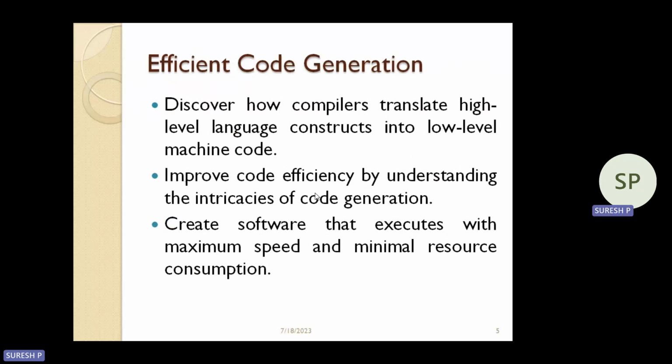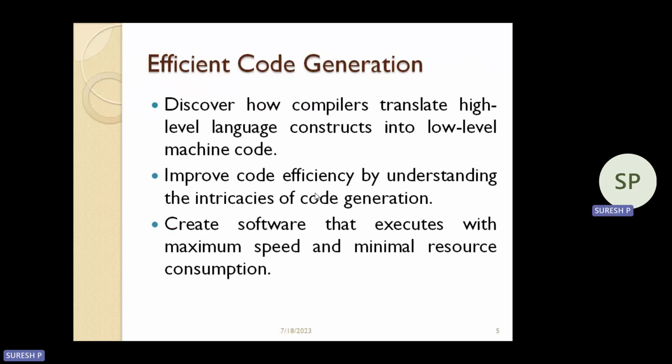Now when you are writing efficient code generation, the compiler designer should know how the compiler is going to translate from high-level language to low-level language code. If it knows how it is going to translate, it improves the code efficiency by having the detail of the things which run in a complicated manner. So it improves the code efficiency by understanding the intricacies of code generation, and it creates software that executes with maximum speed with minimum resource consumption. That's what it's going to have.